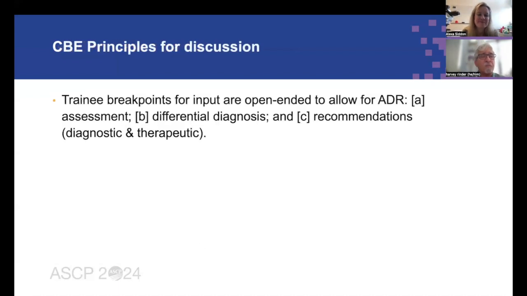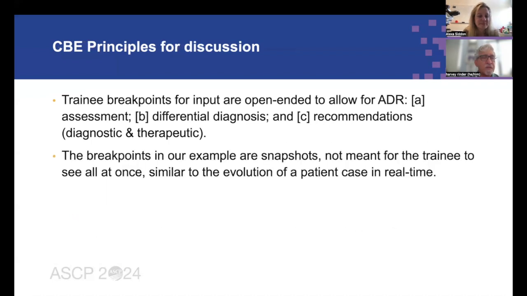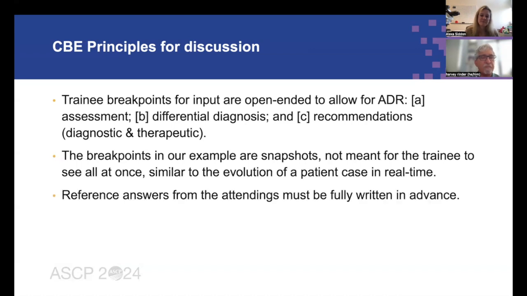So this brings up principles for discussion. We like the breakpoints to be open-ended to allow for what we call ADR: assessment, differential diagnosis, and recommendations, whether they're diagnostic or therapeutic. The breakpoints in our example are purely meant for snapshots. They're not meant for the trainee to see all at once. That way, this patient case can evolve as if it's in real time.